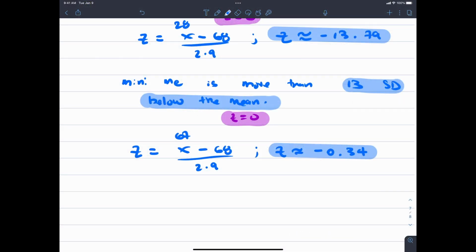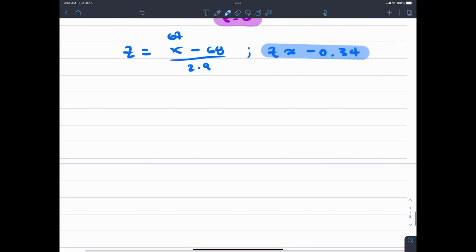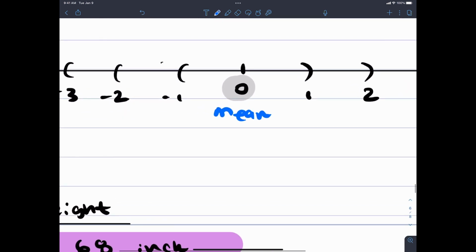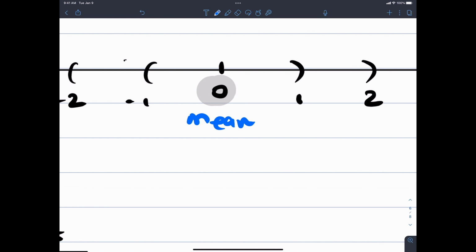So what do you think this means about Mr. Judge, by the way? Where would he be on the Z scale? Where's negative 0.34? It's negative, so it's to the left of zero. It's going to be maybe somewhere over here, right? It's not quite past that one, it's negative 0.34.